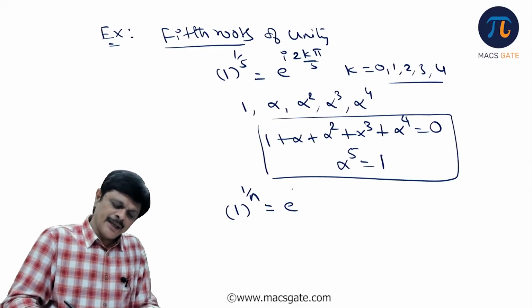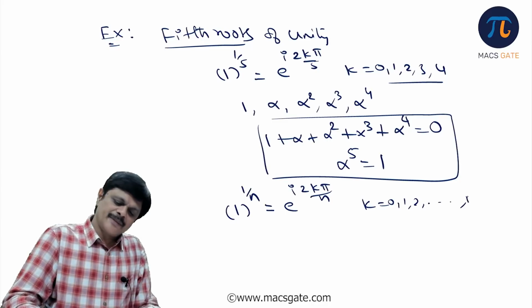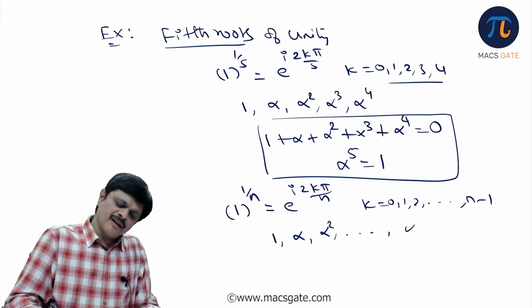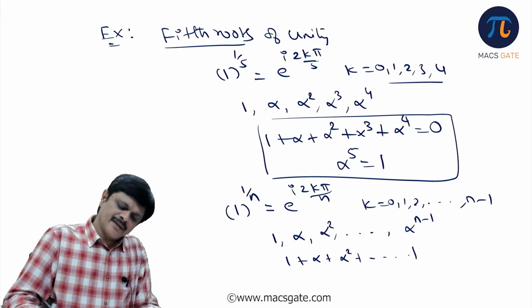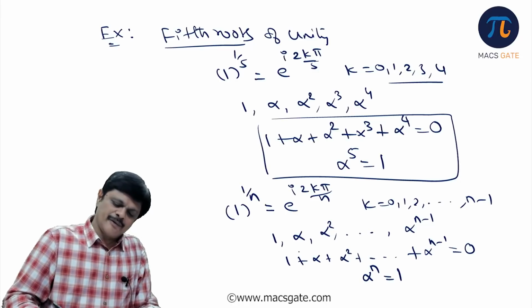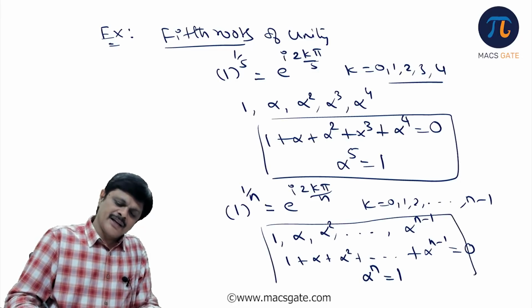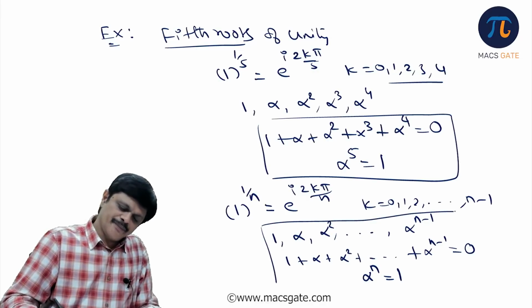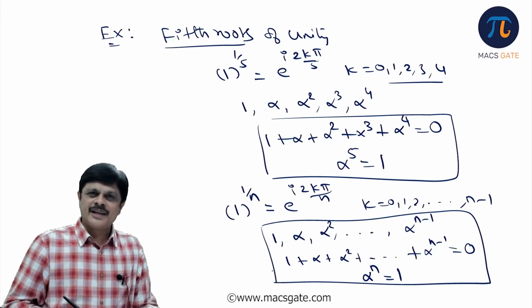This can be generalized even for nth roots of unity. For nth roots of unity, e^(i2kπ/n), where k can be 0 to n minus 1. Suppose you call them 1, alpha, alpha square and so on, up to alpha power n minus 1; the sum of these would be 0 and alpha power n would be 1. So this general idea you can remember for the roots of unity. Am I clear? Let us take the next example.